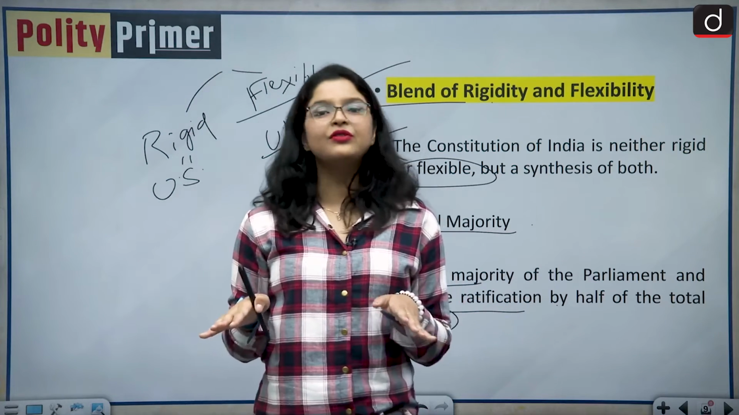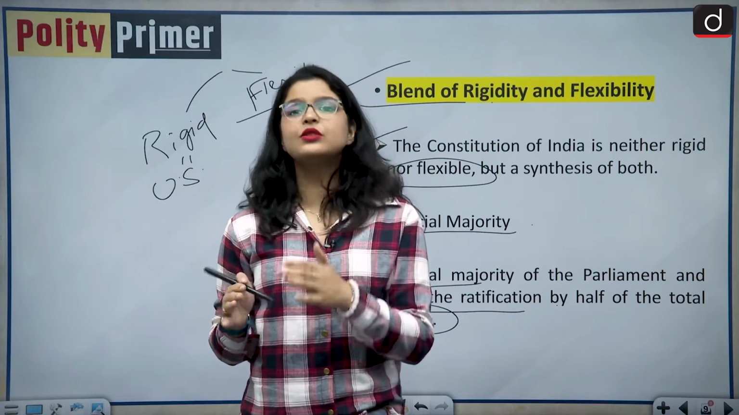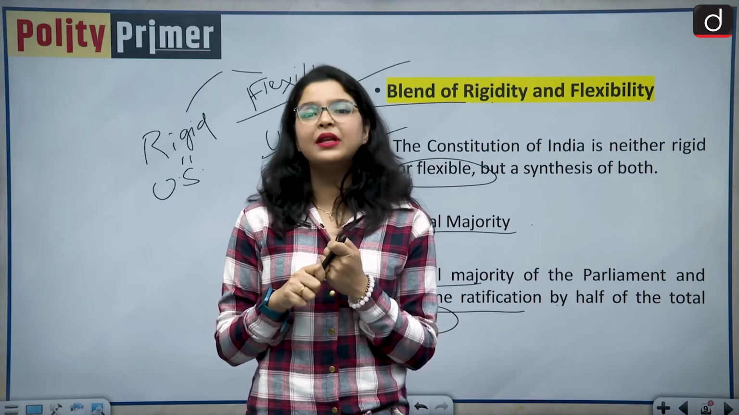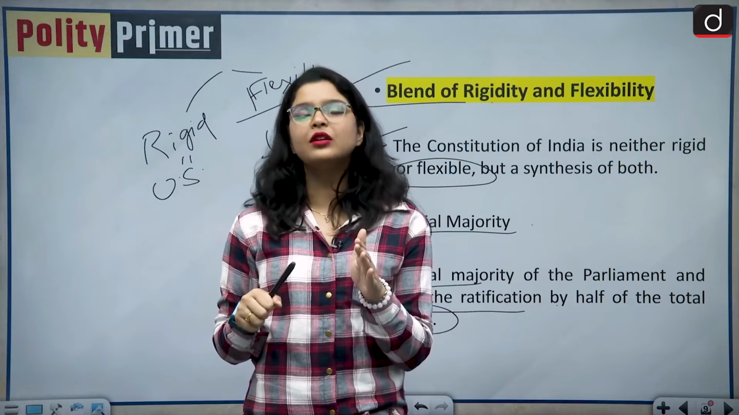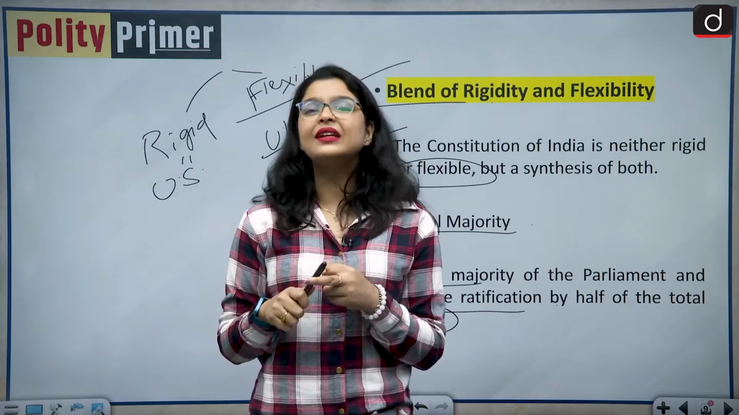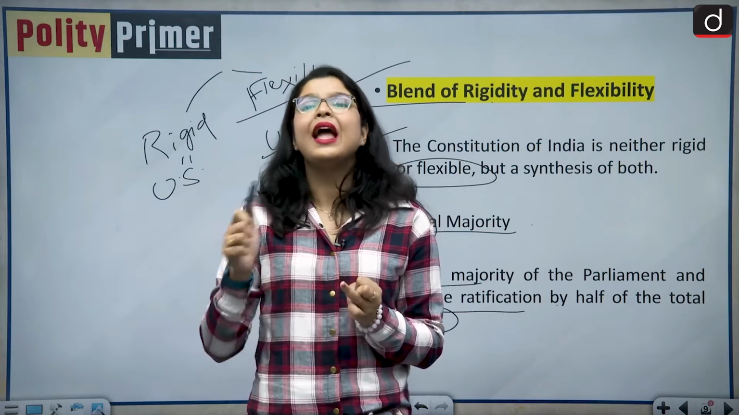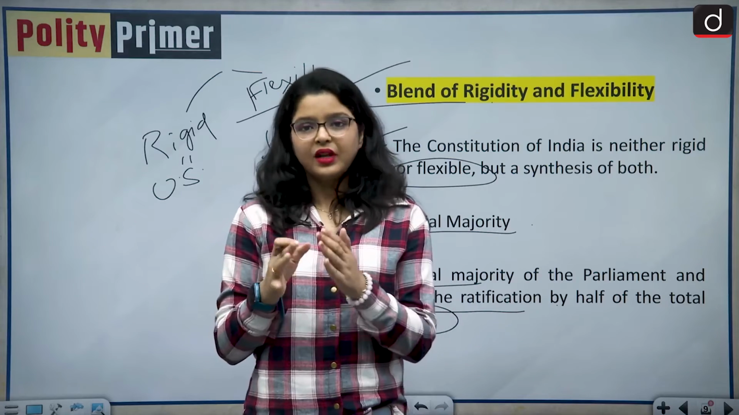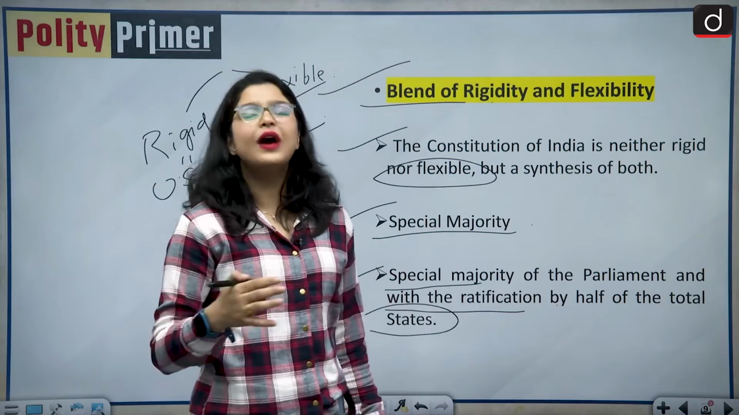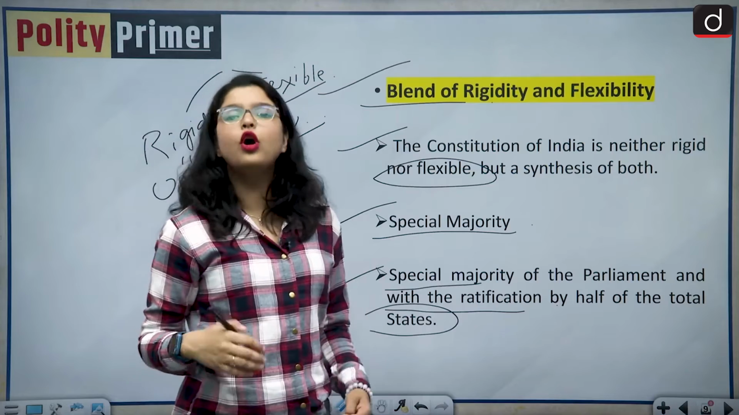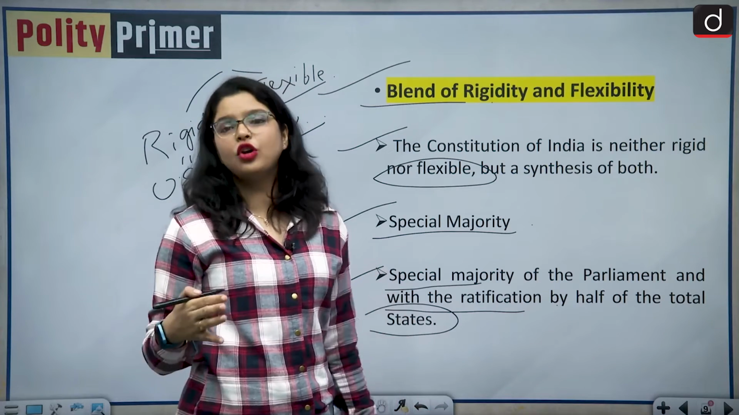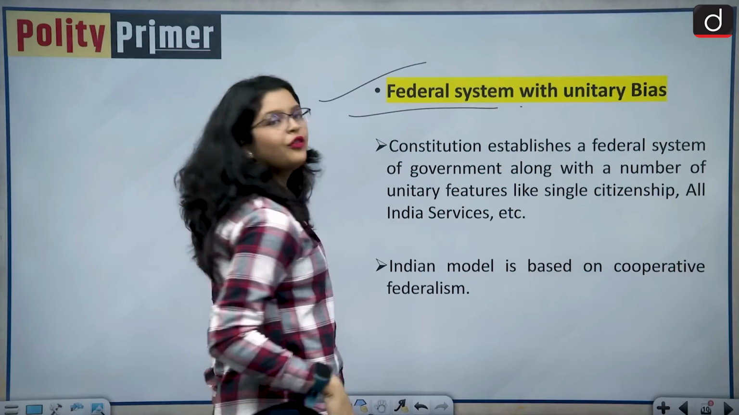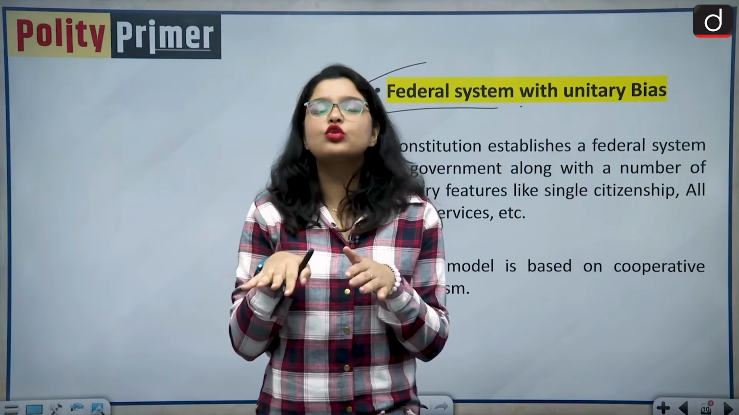So the amendment procedure we have discussed in detail in our Polity Primer series only. And we have seen that amendments are of three types. Firstly, simple majority amendments. They are not particularly considered to be a constitutional amendment. Secondly, the amendments which require special majority. And thirdly, the amendments which require not only the special majority, but the ratification of the states as well. That is why I am saying that it is neither too rigid nor too flexible, but an amalgamation of both.